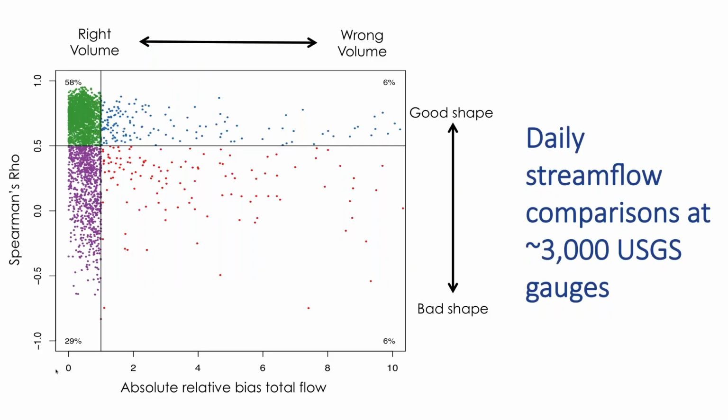So I'm just going to show you some of the results from our validation. So this is showing comparison for daily stream flow at 3,000 USGS gauges, and we compared the shape of the hydrograph and the total volumetric bias in the hydrograph, so we can group stream gauges where we're getting the right shape and the right volume versus if we're getting the wrong shape or the wrong volume, because if we're getting the shape wrong versus getting the volume wrong, those are really indicating different issues with the model that we might want to address.